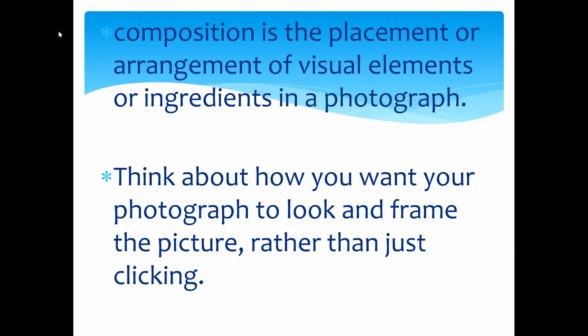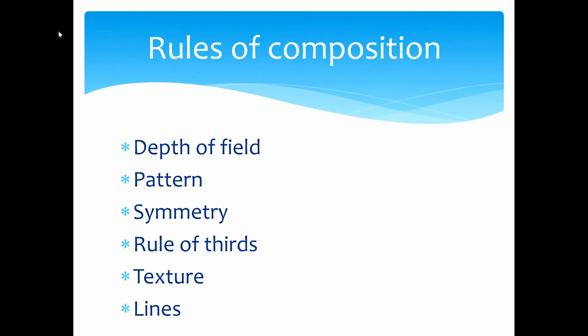So composition is the placement or arrangement of visual elements or ingredients in a photograph. So what that means is think about how you want your photograph to look and frame the picture rather than just clicking. Take a wee bit of time to get the most from your photograph. So here are some of the most basic rules of composition. Depth of field. We had a look at depth of field in the last lesson. We're also going to look at pattern, symmetry, rule of thirds, texture, and lines.